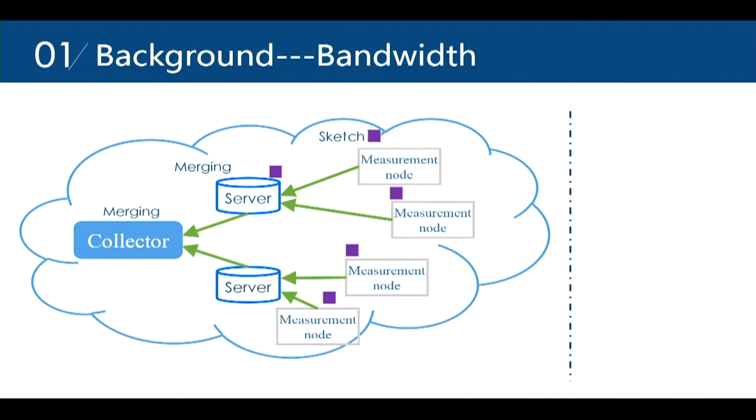The first characteristic is bandwidth. In data centers, administrators often care more about the state of the whole network rather than the state of a single link or a node, and this is known as network-wide measurement. For this, they often deploy many measurement nodes in the data centers, which periodically send sketches to the collector.